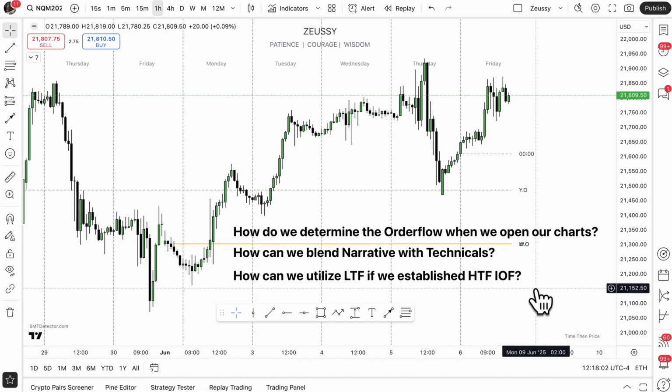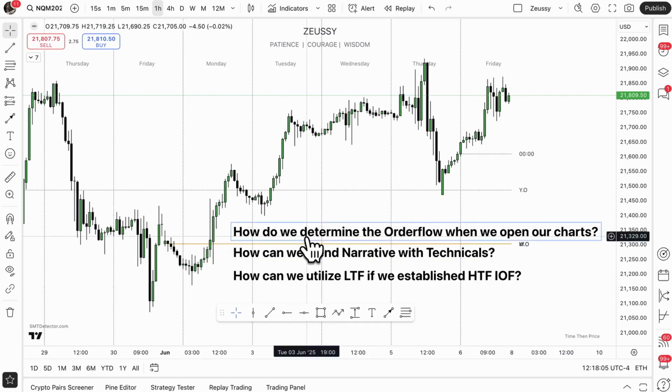We're going to begin with the first question, and that is: how do we determine the order flow when we open our charts? It's important to note that the order flow gets established by first paying attention to what the market structure is signaling from the highest possible time frames. Think daily, weekly, monthly charts. Is price right now in a buy program or in a sell program? Once you have defined what the highest time frames are signaling in terms of direction, you look into the lower time frames to see whether price is confirming that same direction.